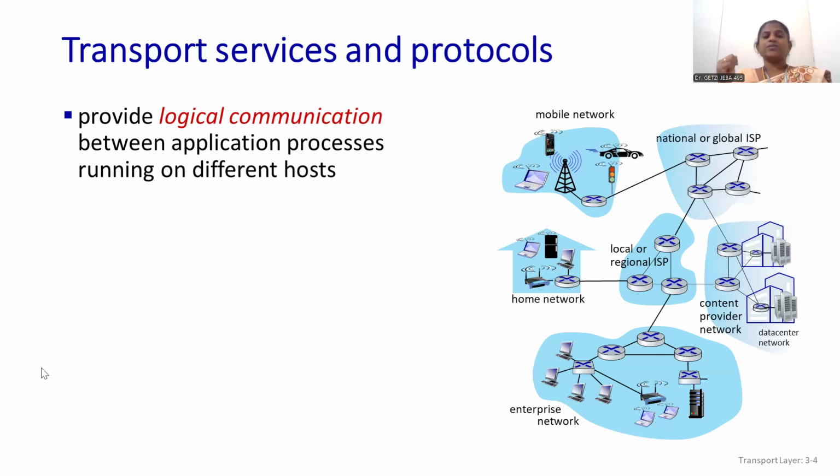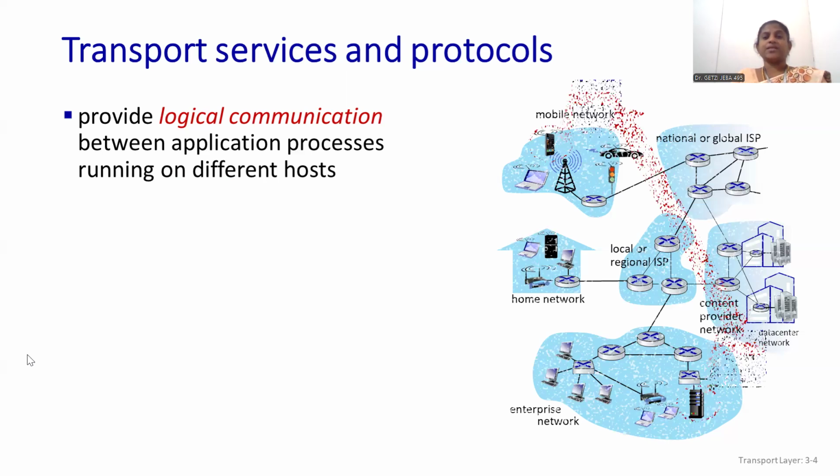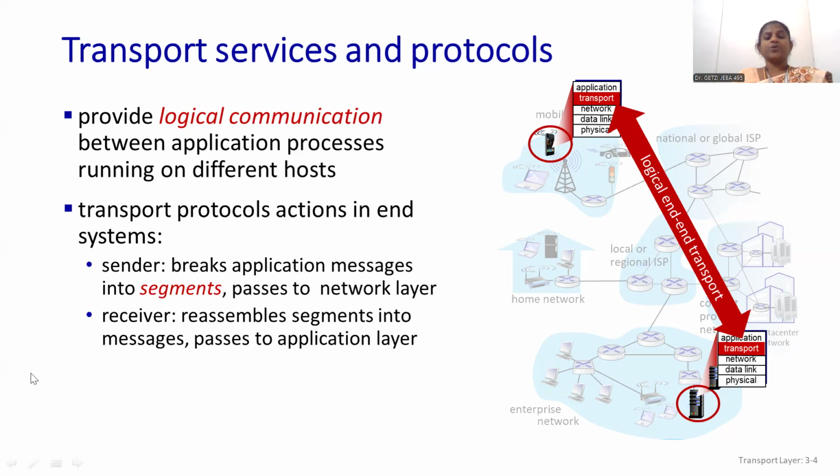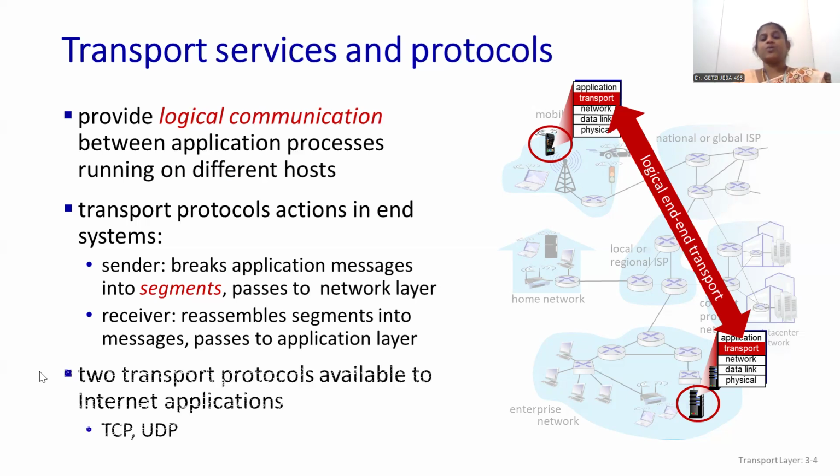The client process communicates with the server process, and this is possible because of the transport layer. It provides logical communication between application processes running on different hosts. The transport layer is mainly concerned with connecting your processes, the application of the client to that of the application of the server. On the sender side, the application messages are split into small segments and transferred to the network layer. Similarly, on the receiver side, the data is reassembled and handed over to the application layer.